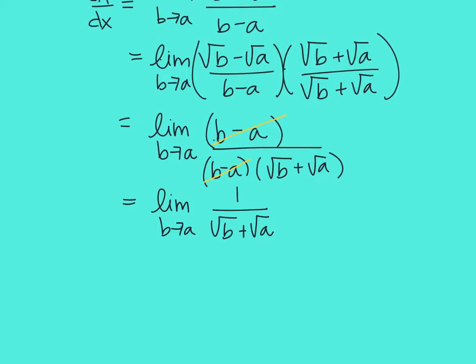And since b is approaching a, we can replace b with a, so we'll get 1 over the square root of a plus the square root of a, which is 1 over 2 times the square root of a. And so the derivative of the square root function, according to Leibniz, is proved to be 1 over 2 rad a.